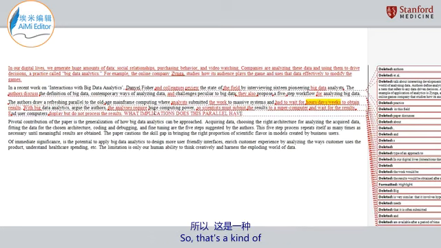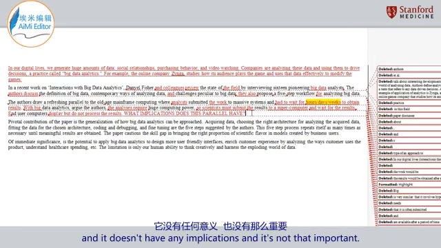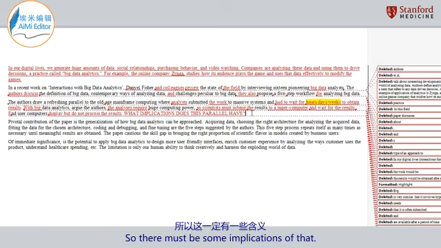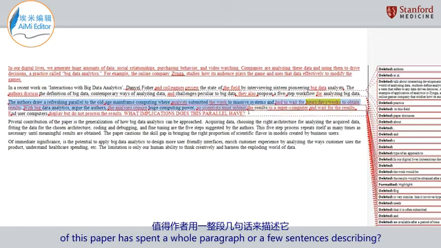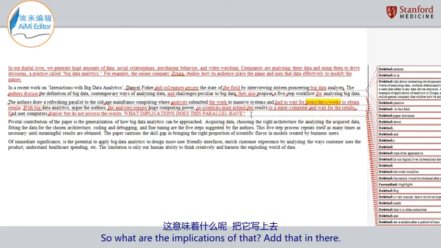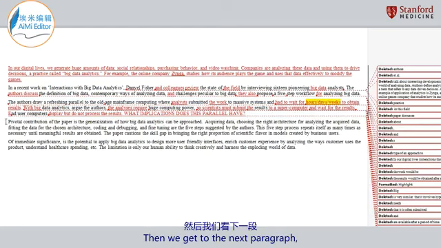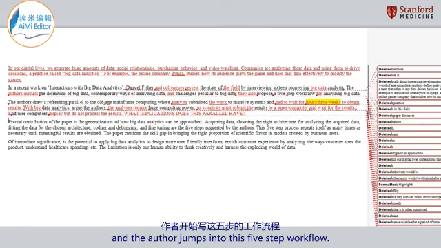So it's a kind of a cute parallel, but if it's just cute and it doesn't have any implications, then it's not that important. So there must be some implications of that. What implications does that parallel have that the author of this paper has spent a whole paragraph or a few sentences describing? So what are the implications of that? Add that in there. Then we get to the next paragraph, and the author jumps into this five-step workflow.